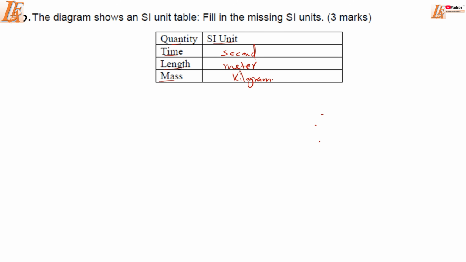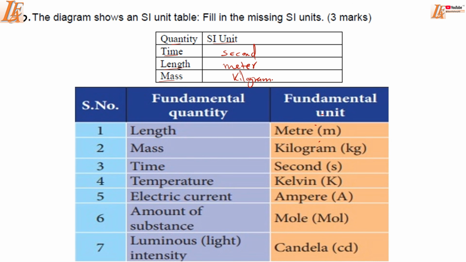And then we have other basic units or quantities, and we have listed them several times, but if I can repeat, already we have said length is meter, mass is kilogram, time is second, temperature is Kelvin, electric current is ampere, amount of substance is mole, luminous intensity is candela.